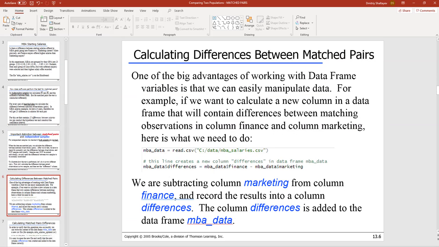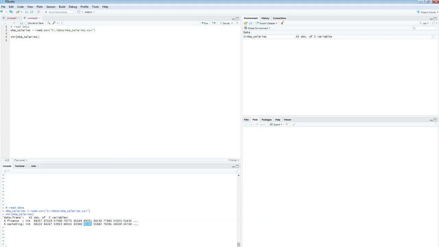I'm going to show you one of the advantages of using RStudio or Python for data analytics, for that matter. And this advantage is how easy it is to manipulate the data columns, more specifically. In my data set I have two columns right now. One column is called finance, another column is called marketing. As I told you, what I need to do is calculate the pairwise differences. Here's how easy it is to do.